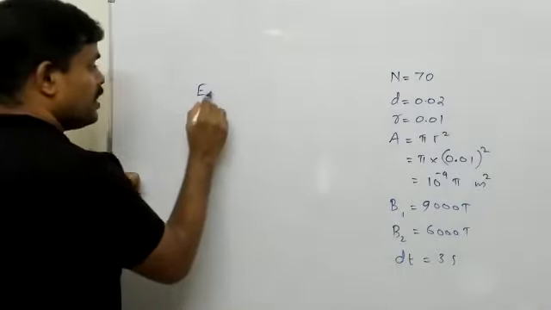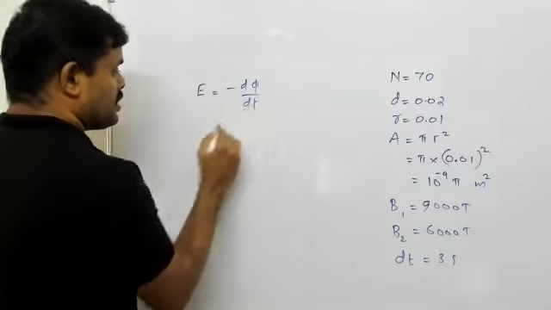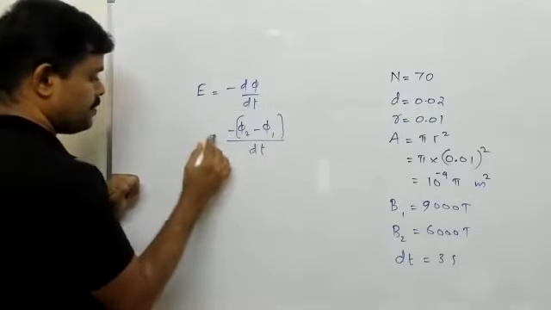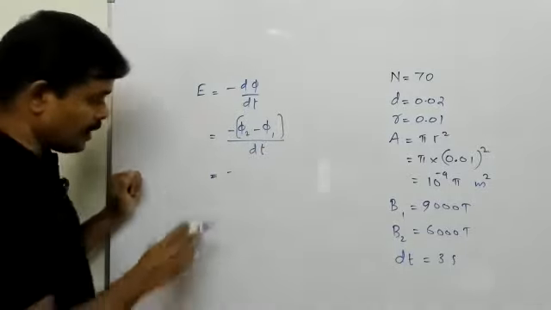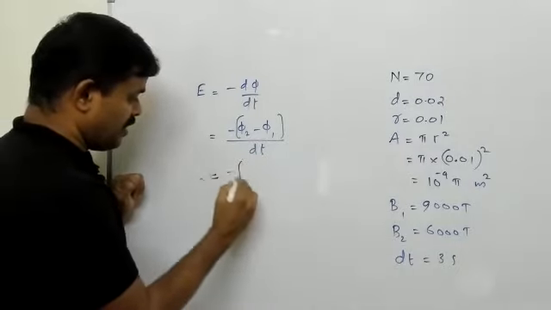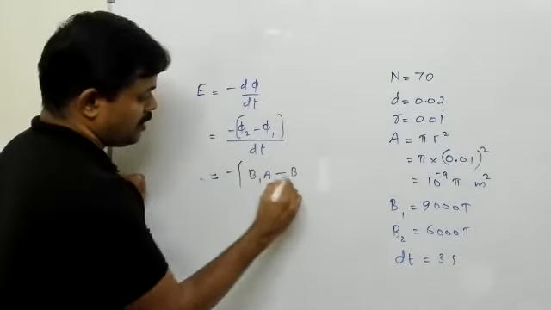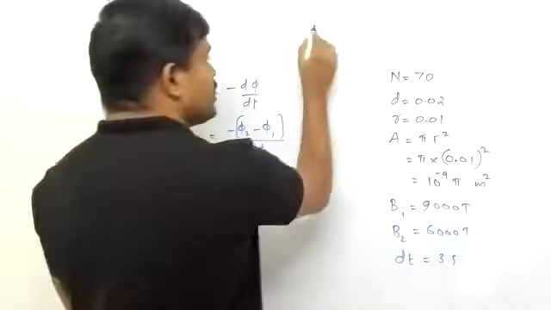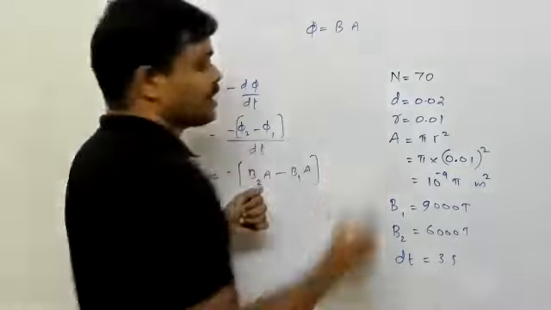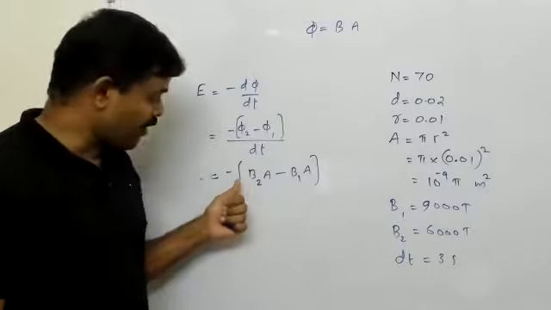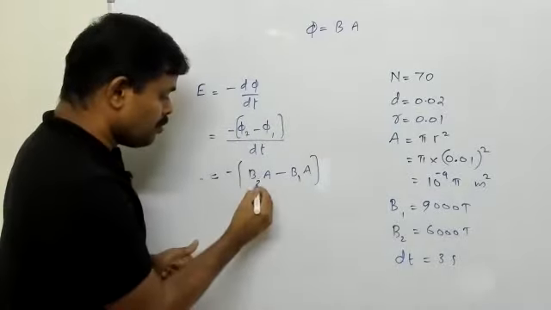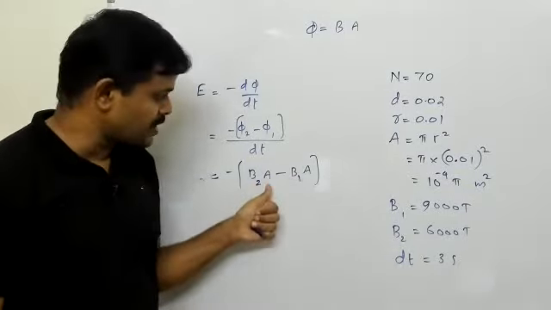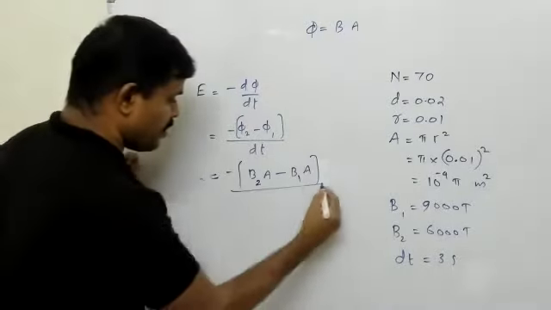What is the equation? EMF is given by minus d phi by dt. That is minus of phi 2 minus phi 1 by time dt. That is equal to minus of, what is phi 1? Phi 1 can be written as B1A. Sorry, B2A minus B1A. Why? Because flux is equal to, we learned it in the beginning, flux is equal to B into A. Correct? So we can take flux in the second case as phi 2 as B2 times A and phi 1 as B1 times A, divided by dt.